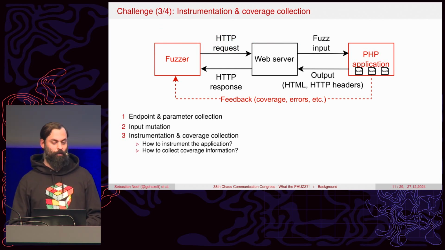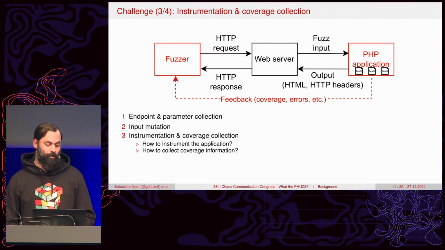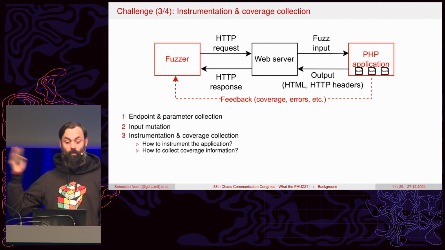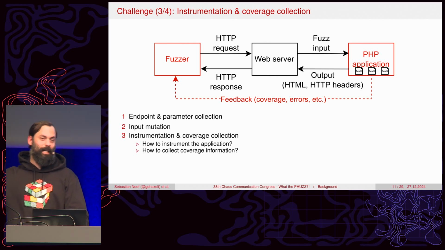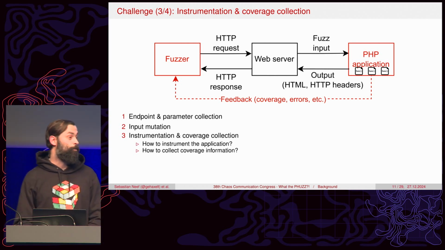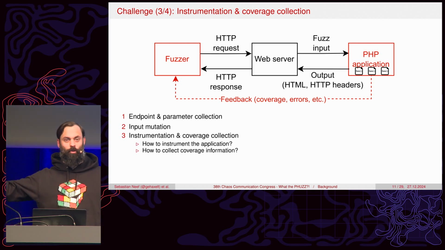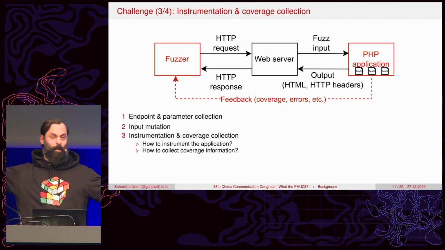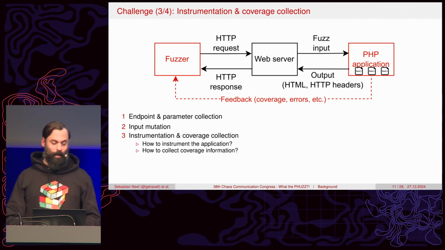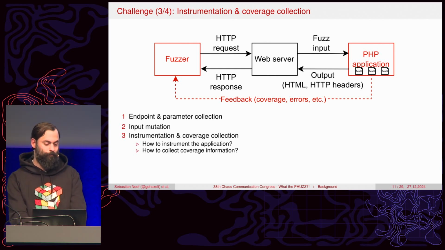The next challenge is the instrumentation and coverage collection. So as I said earlier, coverage-guided fuzzing depends on the instrumentation of the application and the feedback, the coverage, which is then passed to the fuzzer in order to work properly. So how do we do that? As I said, these two parts, the fuzzer and the application, might run on different systems or in different processes. So how can we achieve that and solve the challenge?